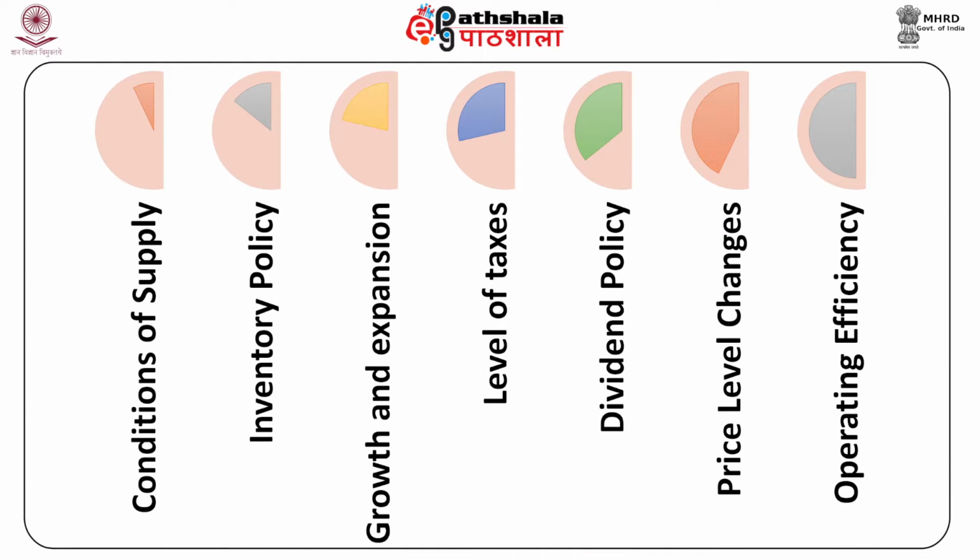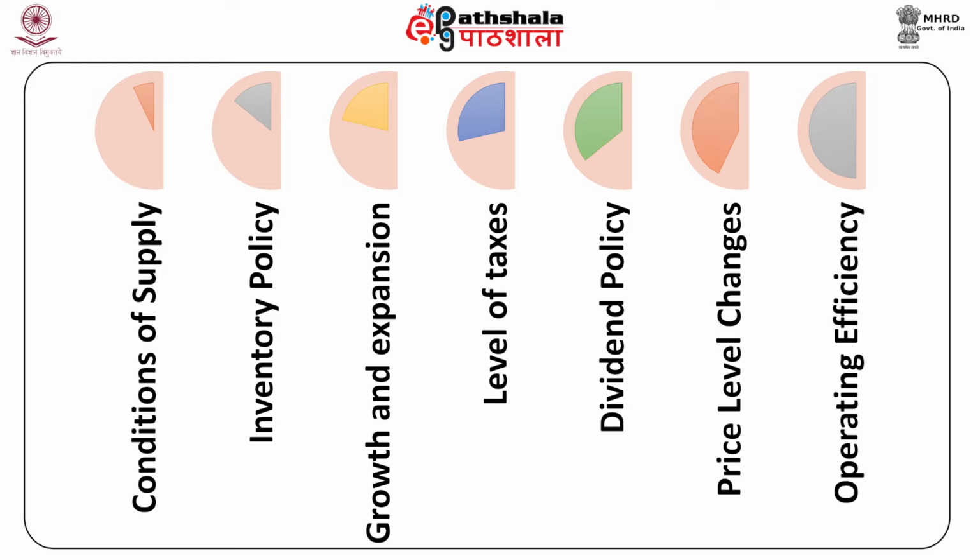Number 7, conditions of supply. If supply of raw material etc. is prompt and nearby, small investment in raw material will be needed. If supply is erratic, and availability is for a short period only, then the firm has to keep a large amount of raw material as stock, increasing the requirement of working capital.